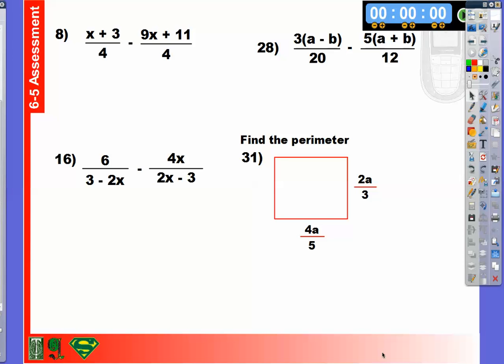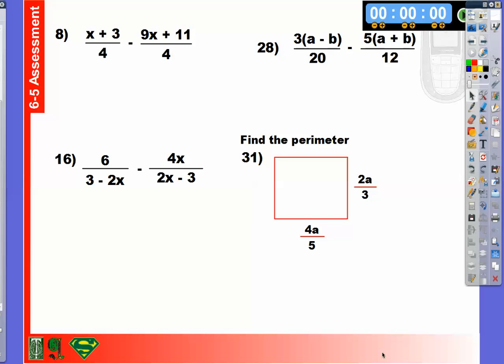Now we are subtracting polynomial expressions. We're going to start with some fairly basic ones and get to something that's a little more difficult. In the first problem, also known as problem 8, because 8 comes first in the number sequence, right? We have x plus 3 over 4 minus 9x plus 11 over 4.